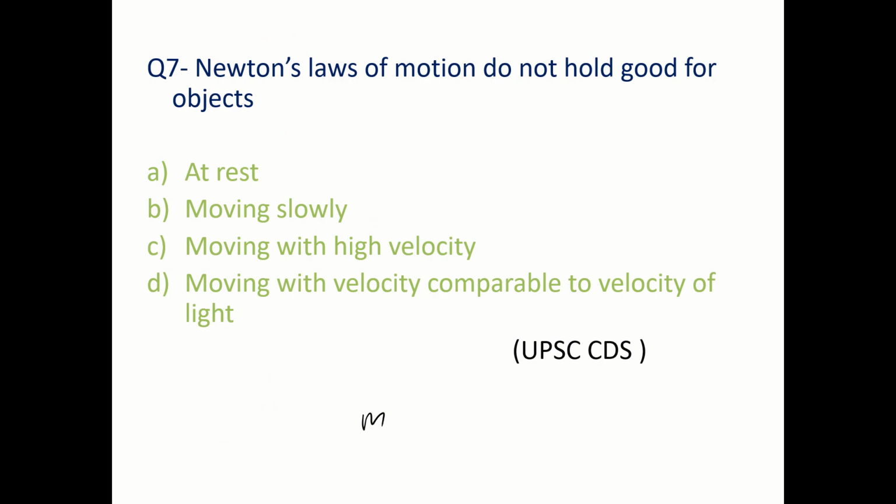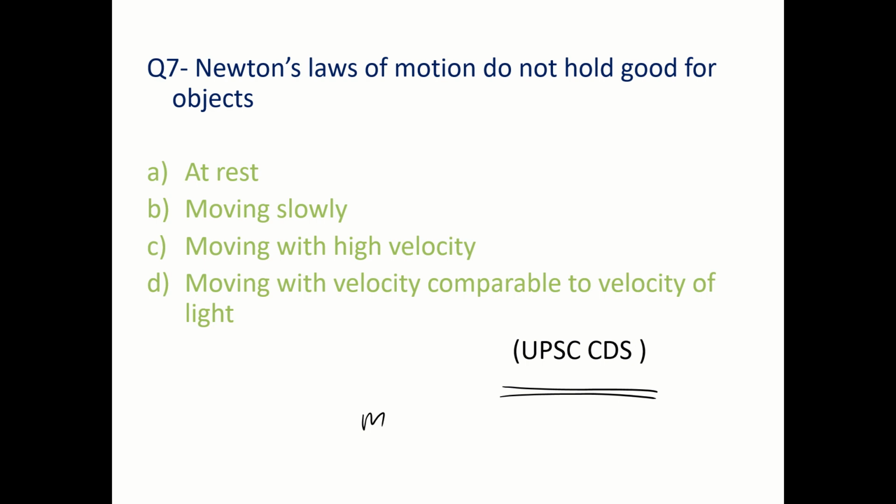Question number 7. Newton's law of motion do not hold good for objects. This question was asked in the UPSC CDS examination, and the options are: at rest, objects which are moving slowly, objects moving with high velocity, and objects moving with velocity comparable to the velocity of light.